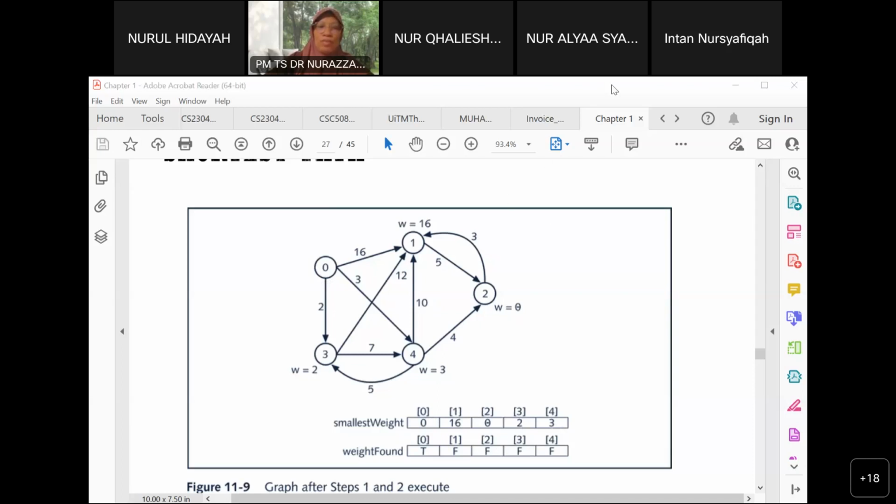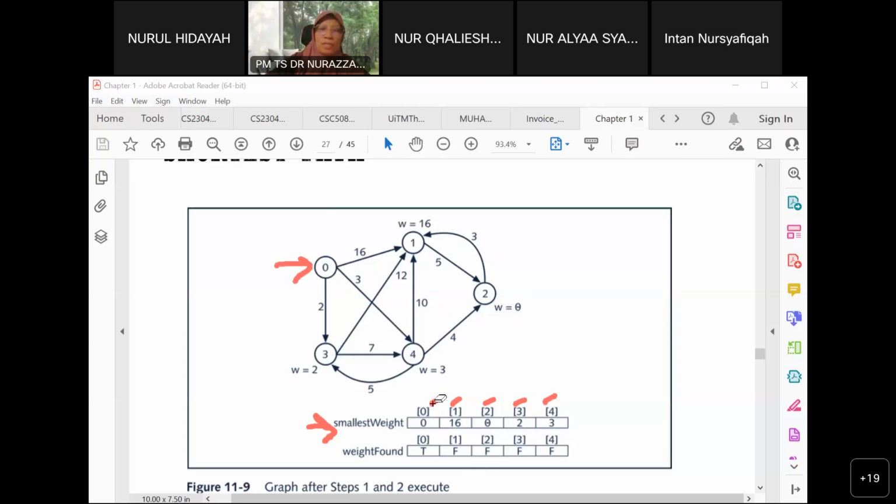So the smallest weight, remember tadi array smallest weight ada 1 2 3 4 5. There are 5 vertices to represent each vertex ni. And the first and then the second step apa dia kata? Kita cari dia punya yang ada smallest weight tu kan, yang menghubungkan that vertex yang start daripada katalah sekarang ni kita start from 0 kan. Okay, so let's see here.